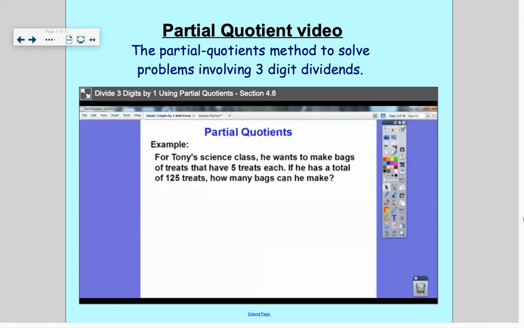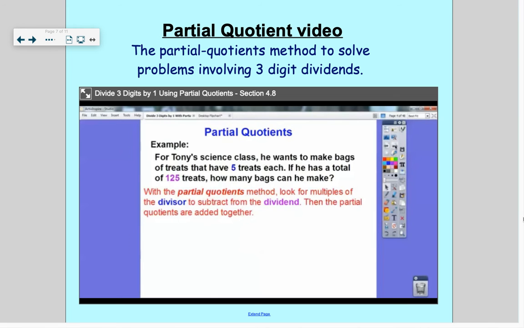Here's an example. For Tony's science class, he wants to make bags of treats that have 5 treats in each bag. If he has a total of 125 treats, how many bags can he make? Okay, so this is going to be a division problem, you guys. And so what we're going to do is divide 5 into 125, okay?